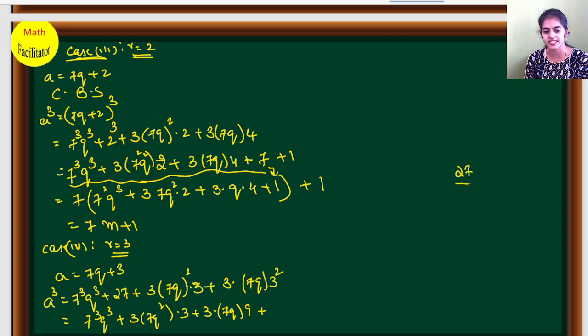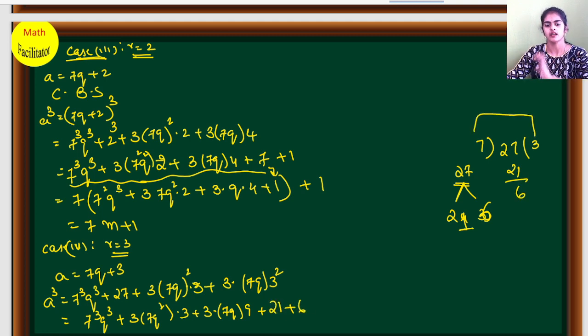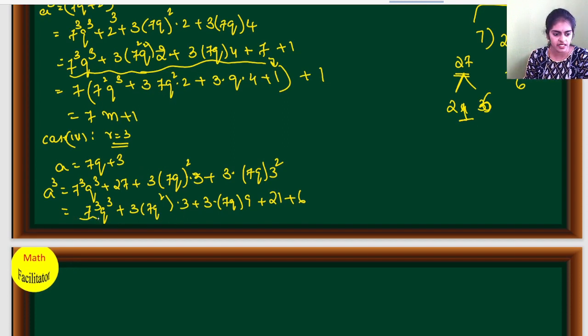Now 27 is again greater than 7. You have to split it. 27 I can write as 24 plus 3. No, 24 is not divisible by 7. 21 plus 6 I can write. Okay, so 27, if you are dividing by 7, you will have 7 3s are 21, remainder is 6. So you can write this as 7 3s are 21 plus 6. Okay, so from here till here, I can take 7 common.